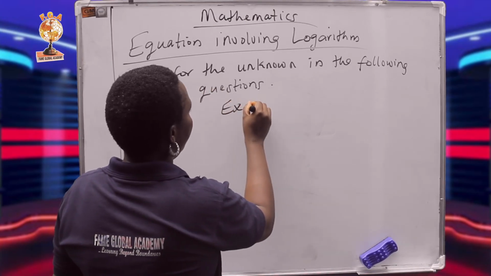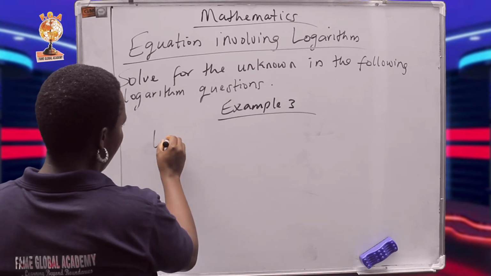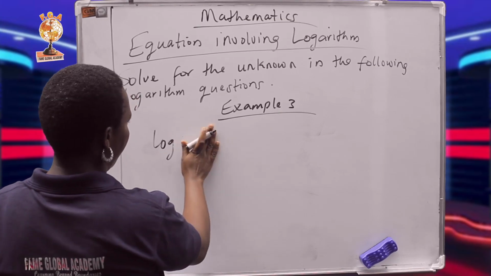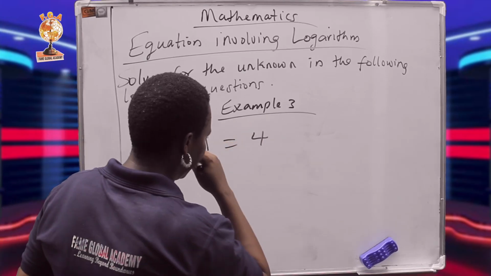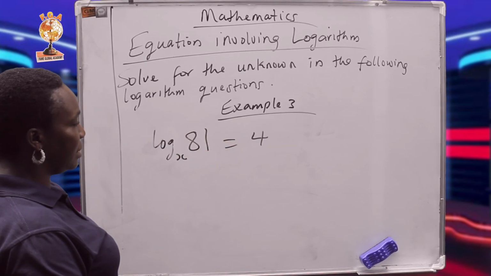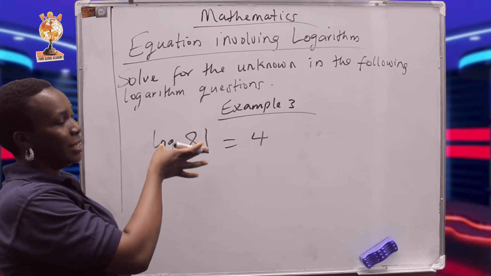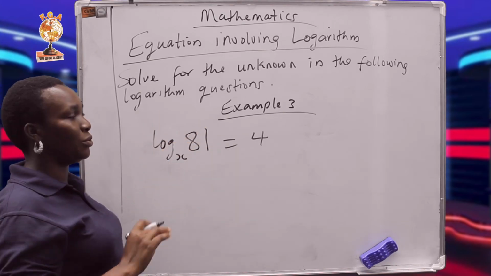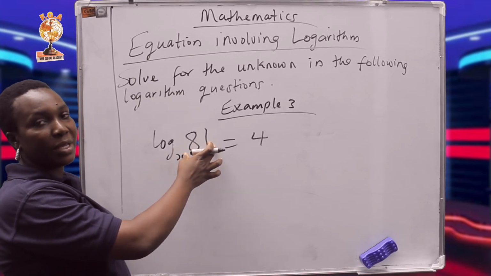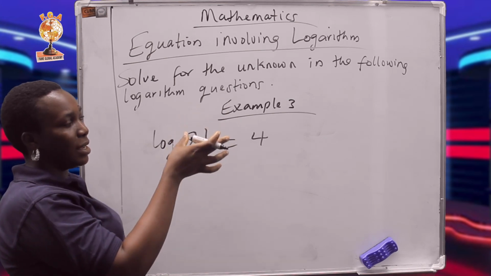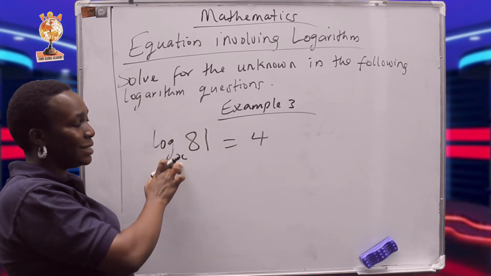Let's say example 3. Okay, so this example 3 says log 81 base x is equals to 4. Log 81 base x is equals to 4. So you can see that this example 3 is a bit different from example 1 and 2. What's the difference? Now the unknown is appearing as the base, not the logarithm this time around.